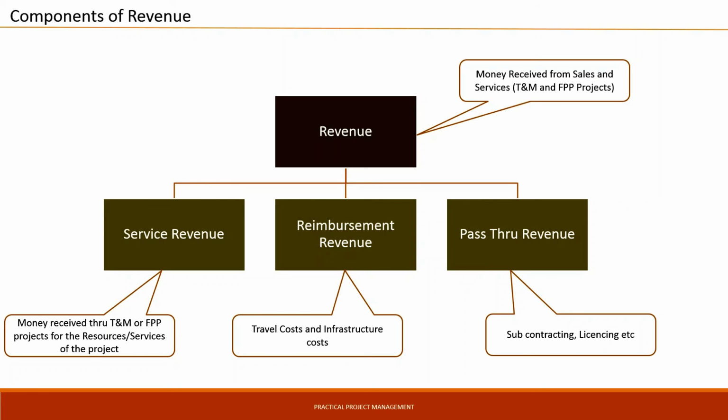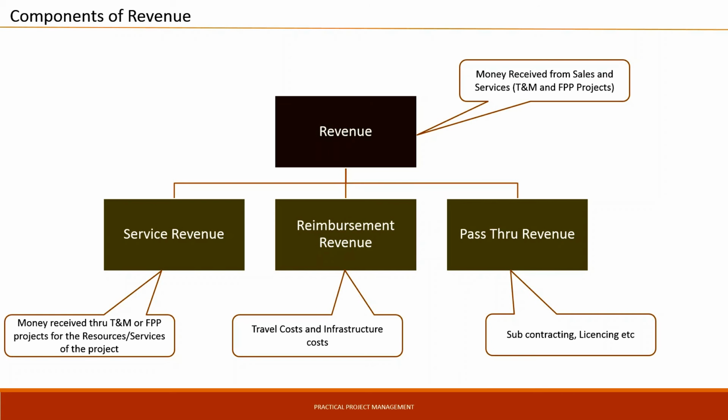In the case of IT projects, all the money received through the time and material work that you have done for your client, as well as the fixed price projects that you execute for your client, constitutes your revenue. Now, what are the different ways in which you can get revenue for your project in any given scenario? There are three types here: one is service revenue, the second is reimbursement revenue, and the third is pass-through revenue.